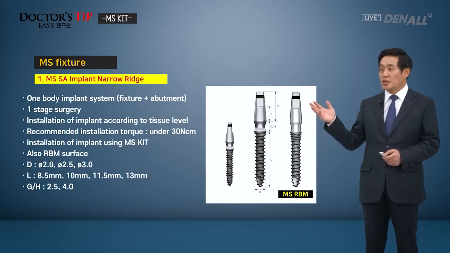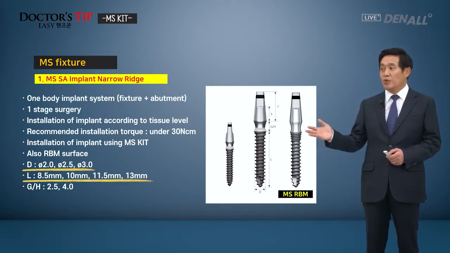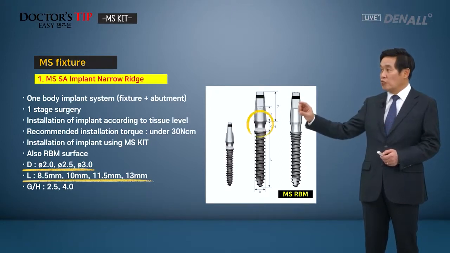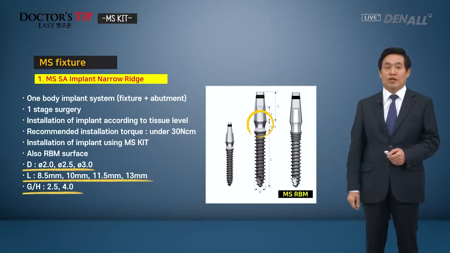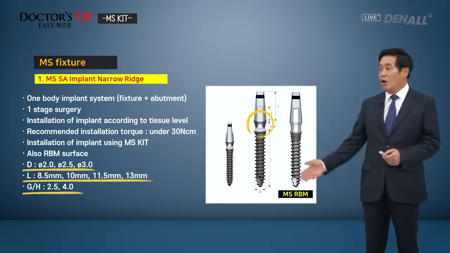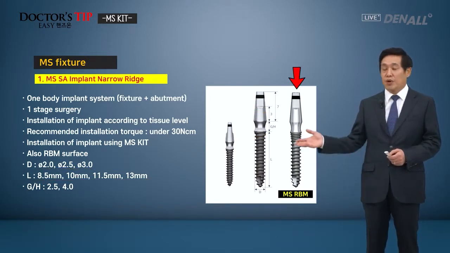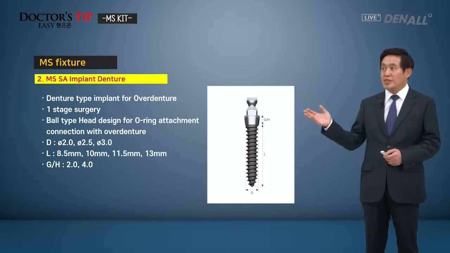And you can install the implant using MS Kit, and it has 3 diameters, and length comes in 4 types, 8.5 to 13 millimeters. And here, gingival height, because it's one body, has 2 types, 2.5 and 4.0. And in the past, the MSRBM surface was used, and some still prefer it. And if it's needed, that surface is also available. And the implant denture type uses an O-ring, and it can be used for overdenture.